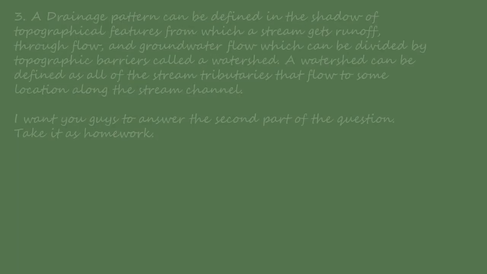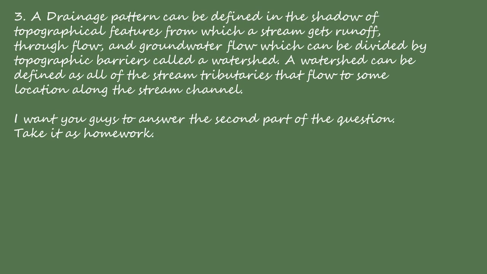Third, a drainage pattern can be defined in the shadow of topographical features from which a stream gets runoff through flow, and groundwater flow, which can be divided by topographic barriers called a watershed. A watershed can be defined as all of the stream tributaries that flow to some location along the stream channel. I want you guys to answer the last part of the question. Take it as homework.